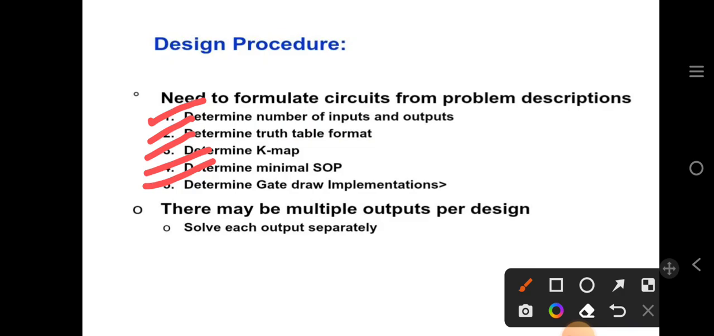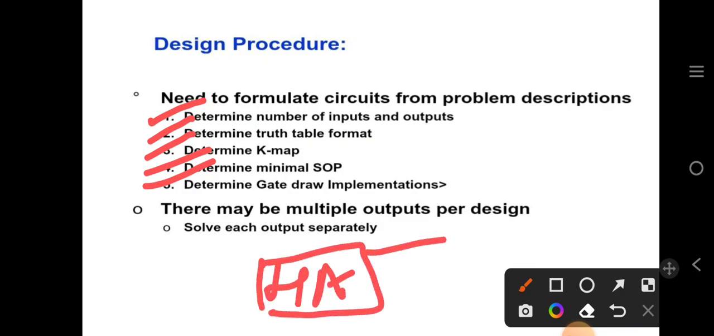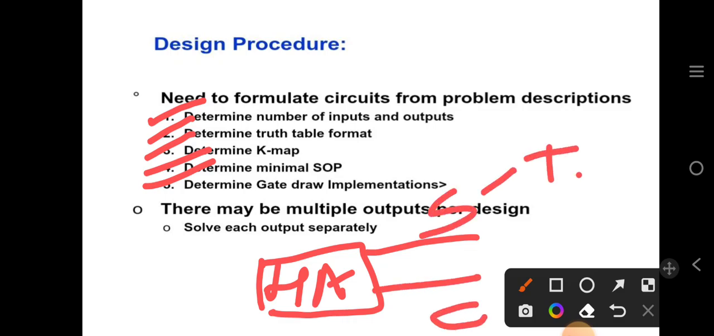There may be multiple outputs per design. Solve each output separately. If we consider the half adder, we know that the outputs are 2, sum and carry. So for sum we will draw the truth table. For the carry we will also draw the truth table, and we will form 2 K-maps from this.